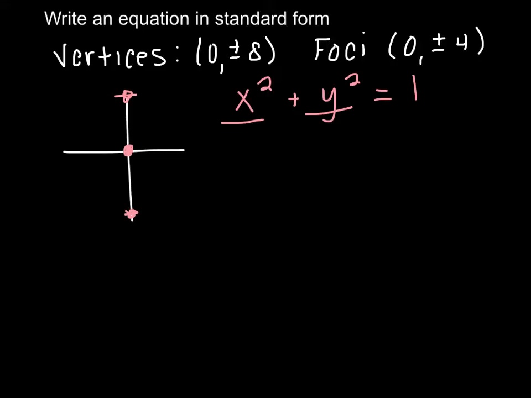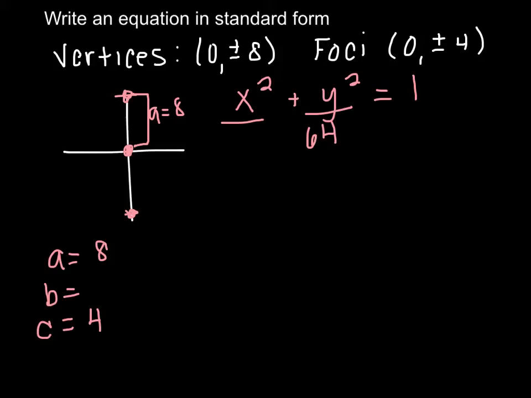Well, the distance from here to here is 8. So my a value would equal 8. Well, when I square that, I get 64 underneath the y. So what I know now is that my a value is 8. I don't know my b value, and that's going to go b squared underneath the x. And I know my c value is 4.